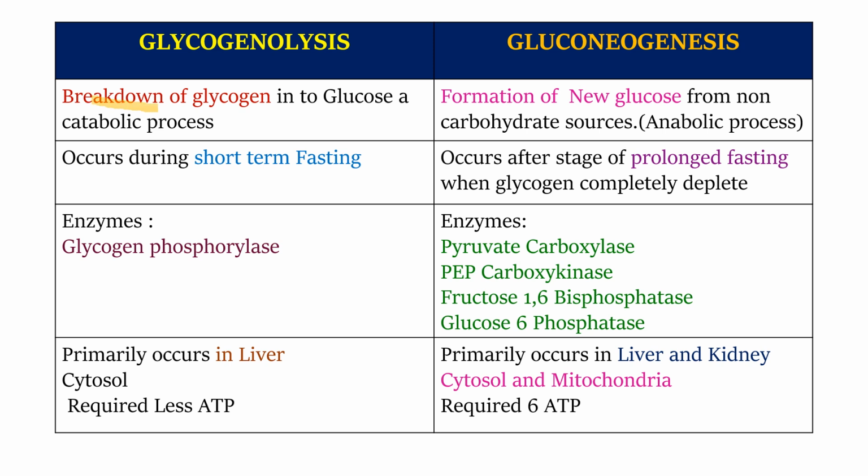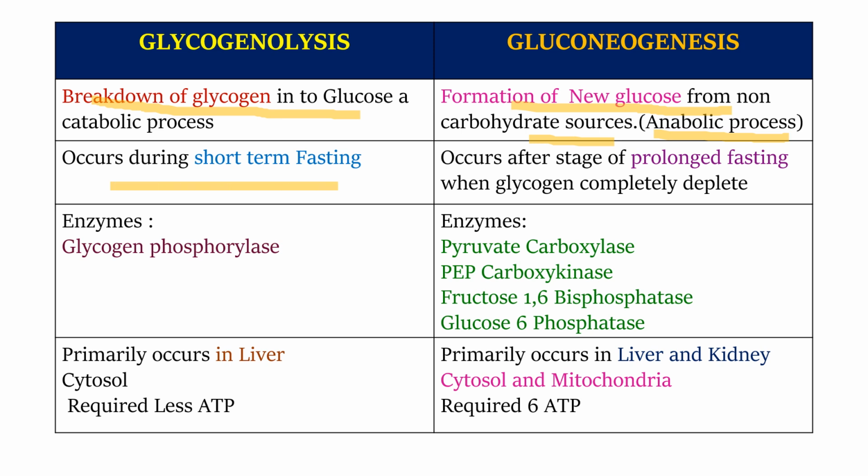And now the difference between glycogenolysis and gluconeogenesis. Glycogenolysis is the breakdown of glycogen into glucose, and it is a catabolic process. In a catabolic process, a complex molecule converts into a simple molecule. In glycogenolysis, the complex molecule is glycogen and the simple molecule is glucose. Whereas gluconeogenesis is the formation of new glucose from non-carbohydrate sources like lactate, glucogenic amino acids, glycerol and propionic acid. And it is an anabolic process. Anabolic process means simpler molecules convert into a complex molecule, which is glucose in gluconeogenesis.